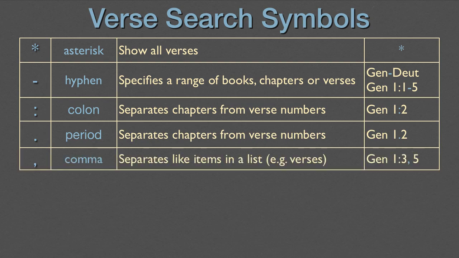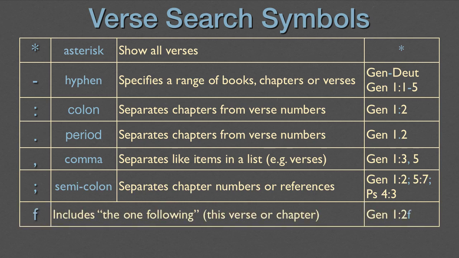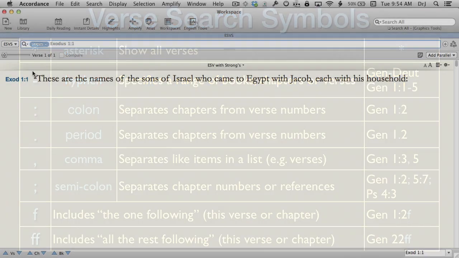A comma separates like items in a list, like verses or books. Semicolons separate chapter numbers or complete verse references. The letter F after a number means "and the one following," whether it's a verse or a chapter. A double F is shorthand for "and all the rest of the verses until the end of the chapter," or "and all the rest of the chapters until the end of the book."